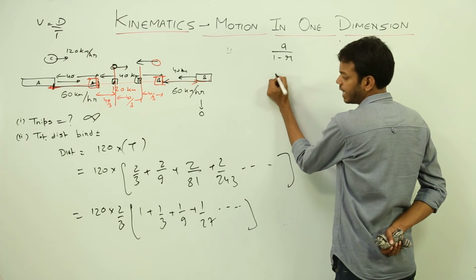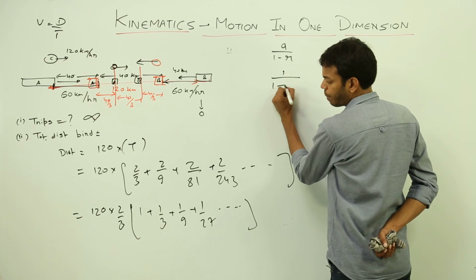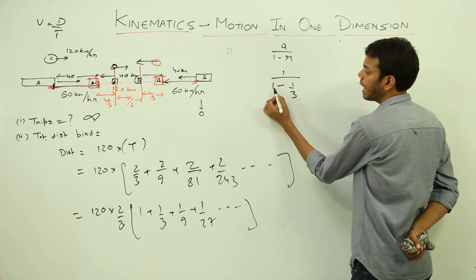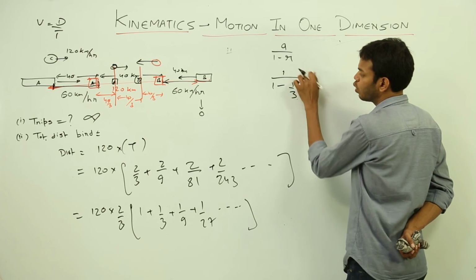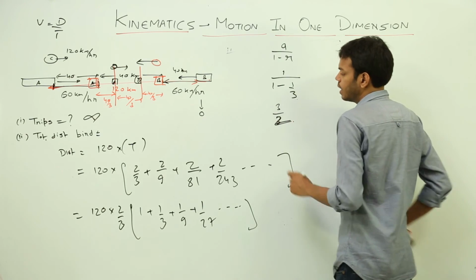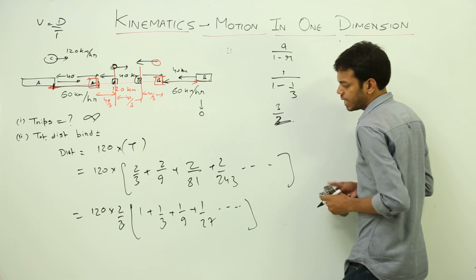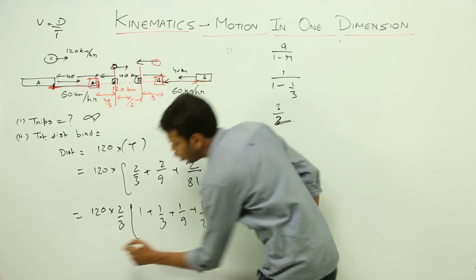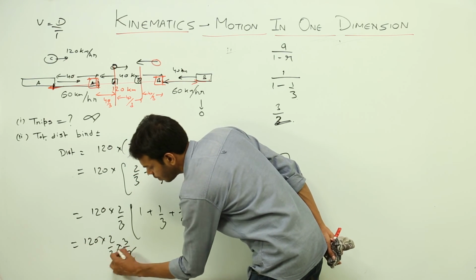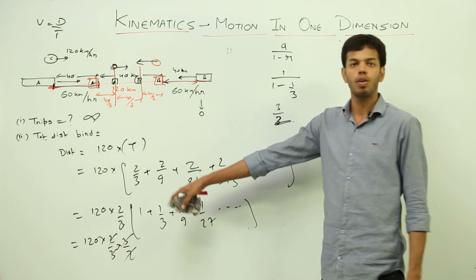So I will be left with A, which is the first term, 1, over 1 minus the common ratio, which is 1 upon 3. So 3 multiplied here, 3 minus 1 is 2, and 3 goes up. So 3 upon 2, right? So this 3 upon 2 is basically the whole thing. So you are left with 120 into 2 upon 3 into 3 upon 2. This goes, and you are left with 120 only.